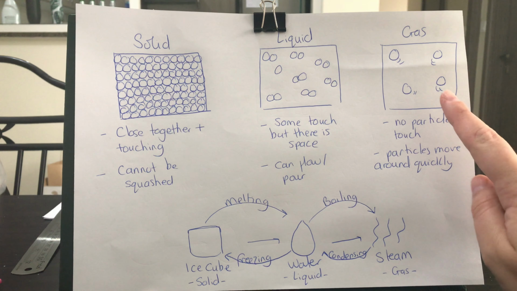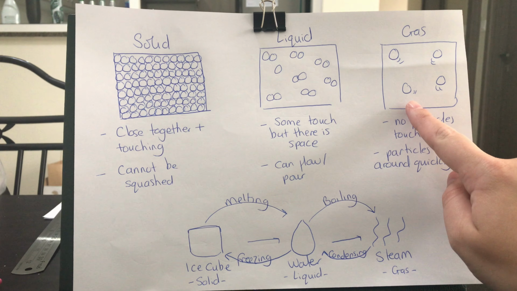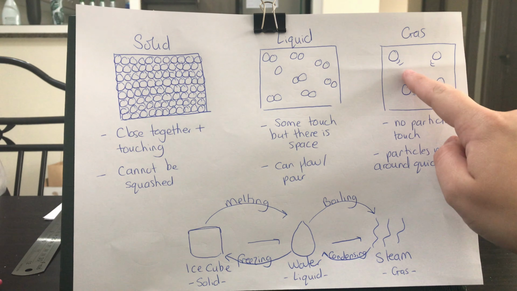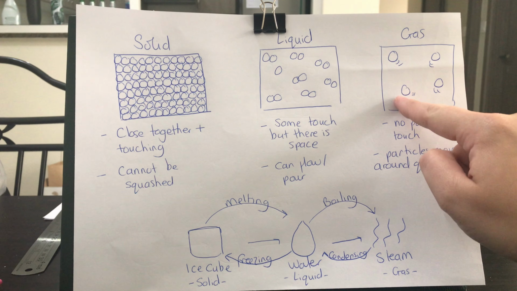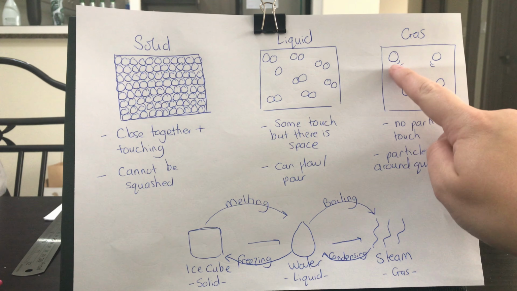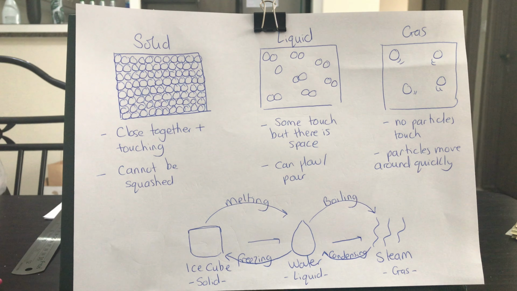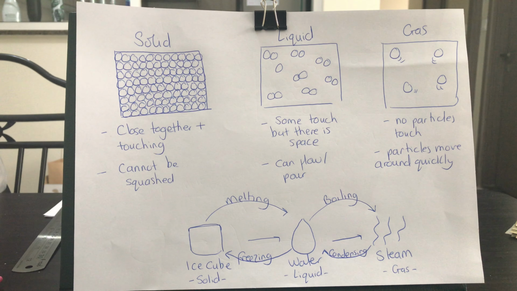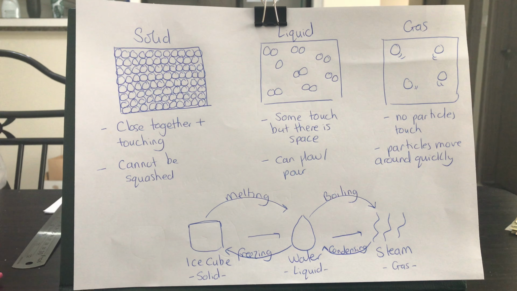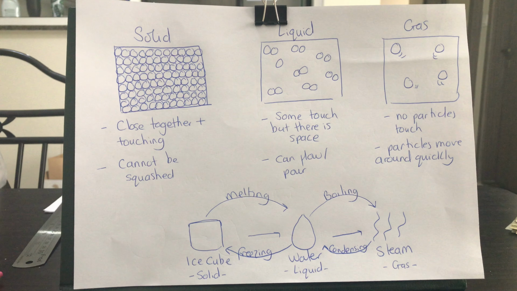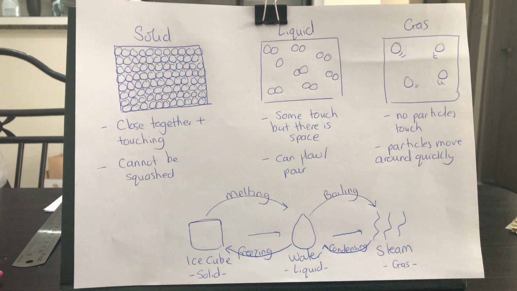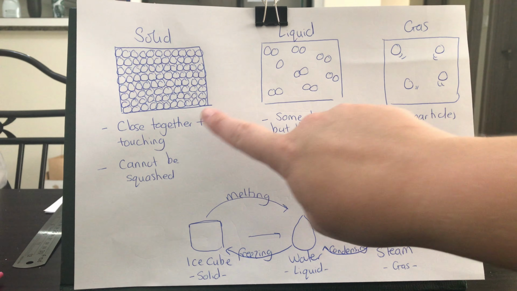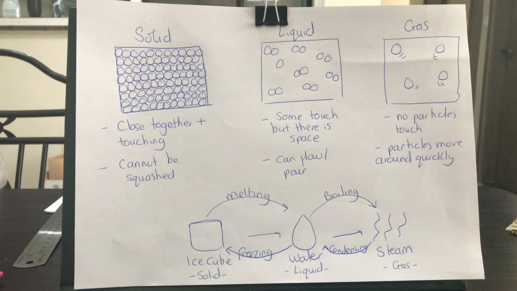Brilliant. And our last one is gas. Now here you can see these particles, none of them are touching at all. And there's loads of space in between them. My particles here have got little wiggly lines, and that's because the particles in a gas move around really quickly. So a gas might be something like steam that comes out of a kettle, or maybe oxygen that we breathe in. So that's your solid, your liquid and your gas.